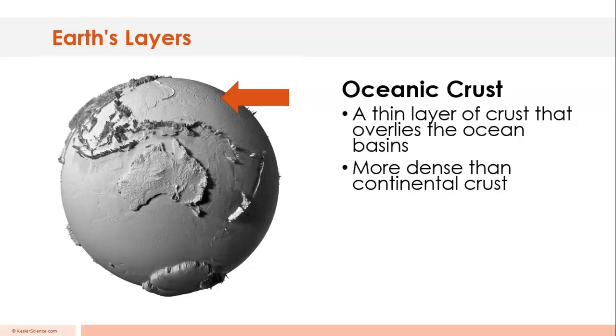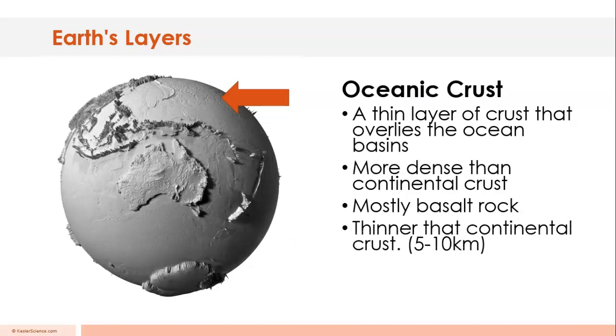That would be kind of like what the ocean is doing to the continental crust. So it becomes much more dense because suddenly all that crust is in a smaller space because it's been compressed down. It is made up mostly of a rock called basalt. And it is, as I said, thinner than the continental crust.